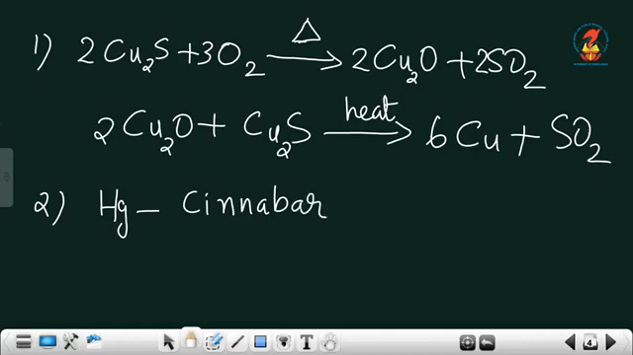Cinnabar is the ore of mercury, which is in the sulfide form. Mercuric sulfide is known as cinnabar. So mercury is in the sulfide form. At that time, what is happening to separate that, to extract the metal?